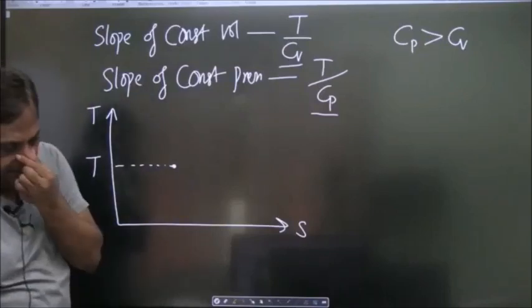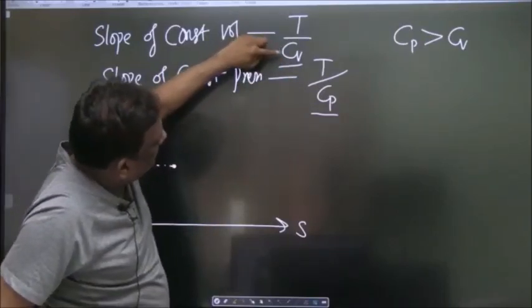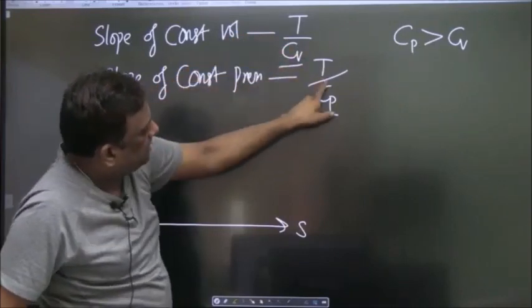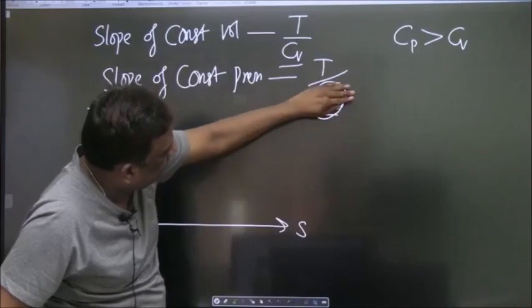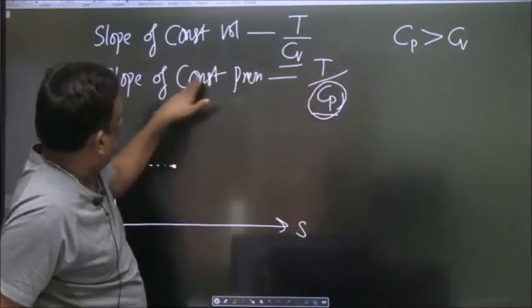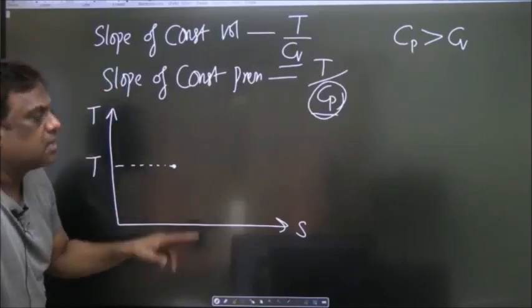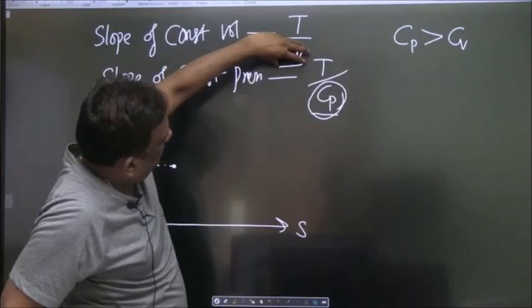Cp is greater than Cv. But it is in the denominator. When Cp is more, and it is in the denominator, this value will be less. So which slope will be less? Constant pressure. Cv is less.